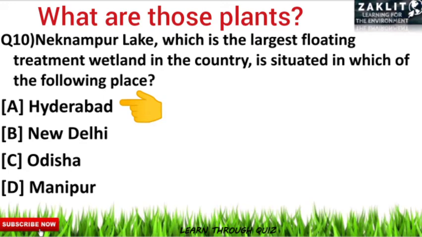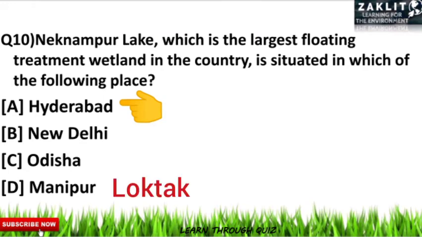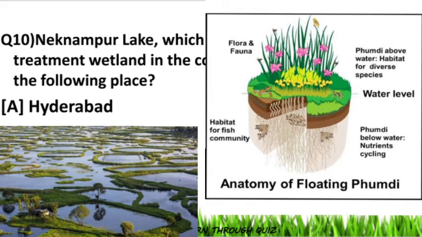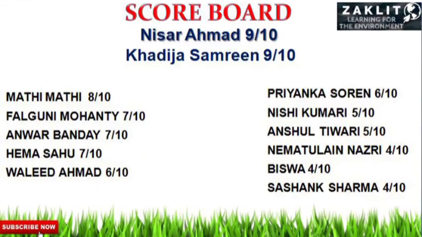And many students were confused between the Loktak lake, which is situated in Manipur. So it is the largest freshwater lake in Northeast India, which is famous for this kind of structure known as phumdis. So now it's time to reveal the name of the winner, and the winner is Nisar Ahmed.